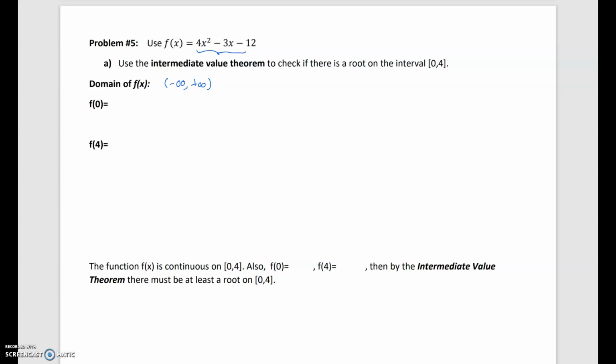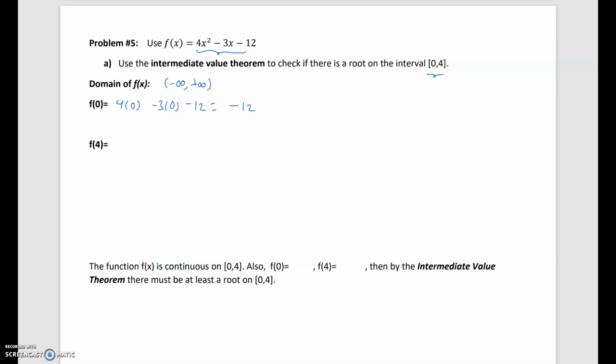So therefore, the intermediate value theorem, provided that it changes sign, is going to have at least a 0 technically anywhere in space. Here, we're limiting the interval from 0 to 4. So when we evaluate 0, we're just going to get the y-intercept of negative 12. So let me just evaluate. This will be 4 times 0 squared minus 3 times 0 minus 12, and this is equal to negative 12.